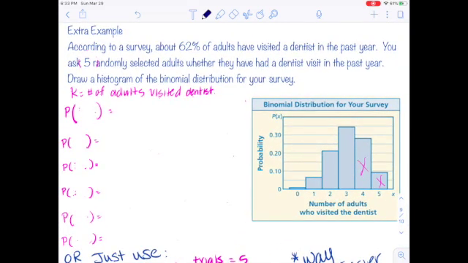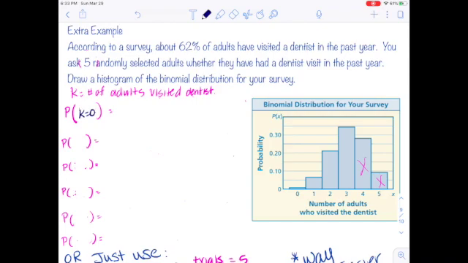Here's another example, because this stuff is kind of tough. According to a survey, about 62% of adults have visited a dentist in the past year. You asked 5 randomly selected adults whether they have had a dentist visit in the past year. We're going to draw a histogram of the binomial distribution for our survey. So, your K is the number of adults that have visited the dentist.